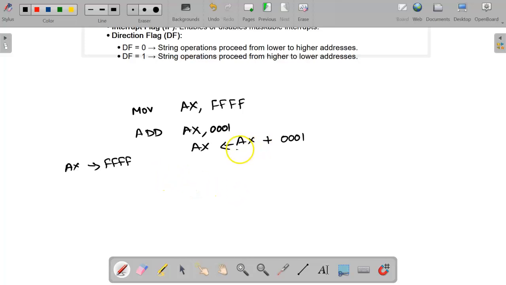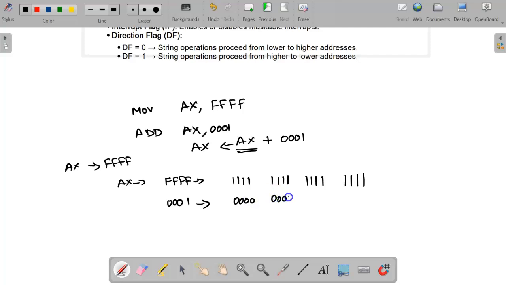So we have to add this AX value with the 1. What is AX? FFFF. So the AX value is FFFF. Just write it in binary. How will you write FFFF? 1111, again 1111, 1111, 1111. What about 0001? Because we have to add that value. 0 means 0000, again 0000, again 0000, 1 means 0001. So these two numbers we are adding, since it is an addition operation.